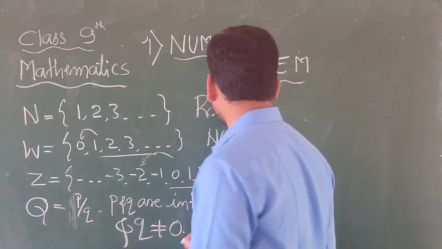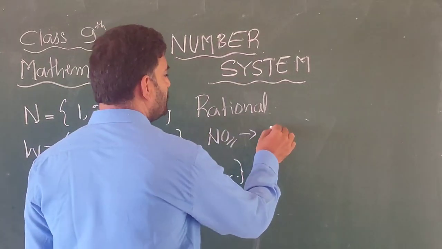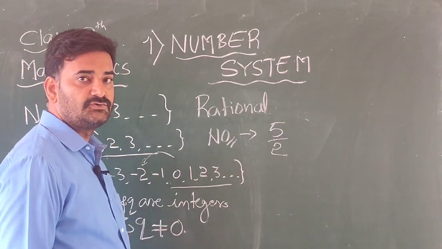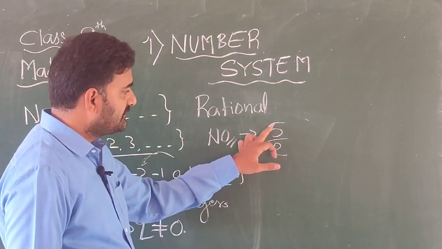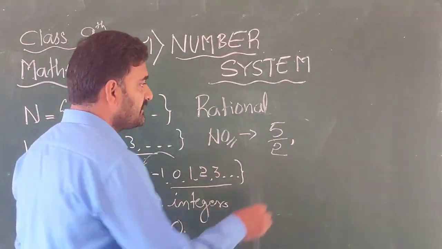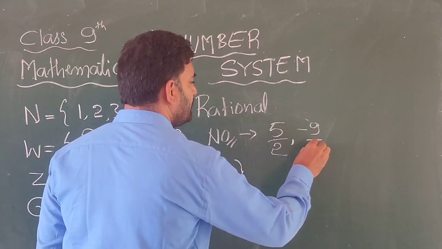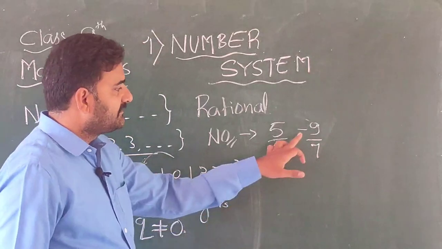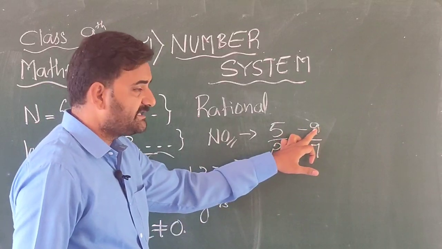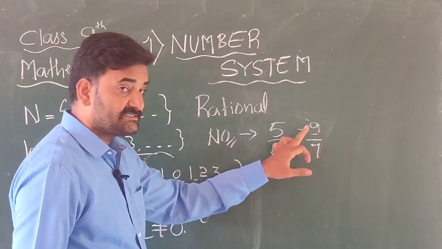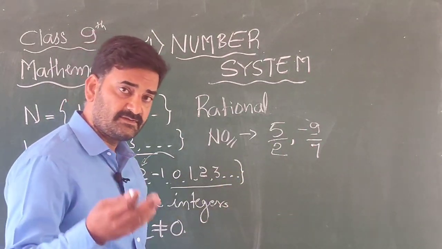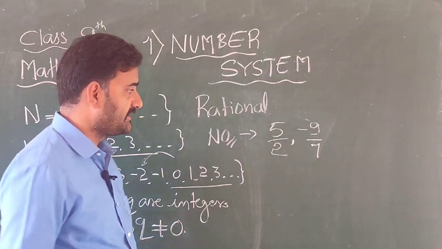Example: what are the examples of rational numbers? Now you see, I am going to write an example. Let us say 5 by 2. 5 by 2 is a rational number because it is p, it is q. Now we will see some more examples. Let us say minus 9 by 7. Minus 9 is an integer. Here also 5 is an integer, 2 is an integer. Minus 9 is a negative integer, 7 is a positive integer. Whether the numerator and denominator are plus or minus, don't worry about that.